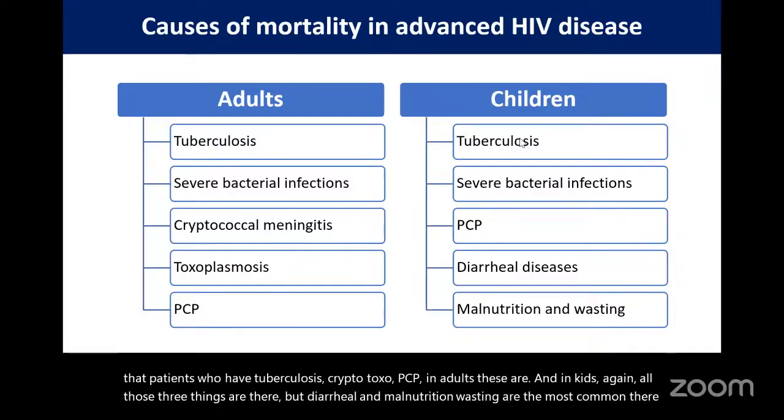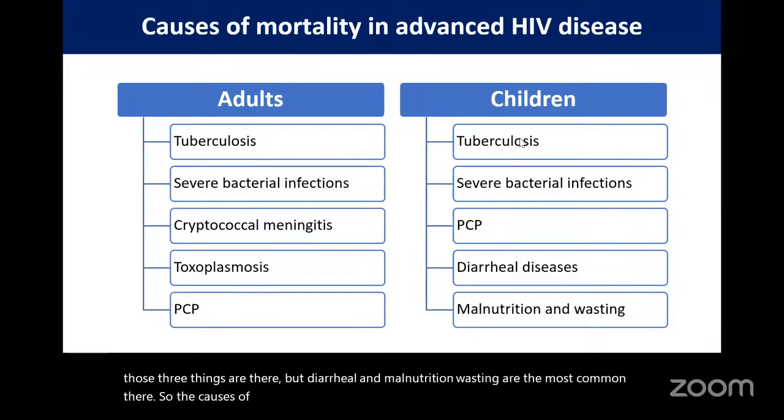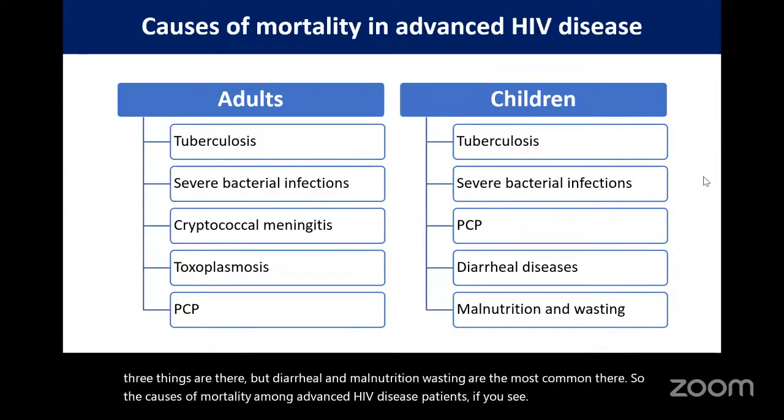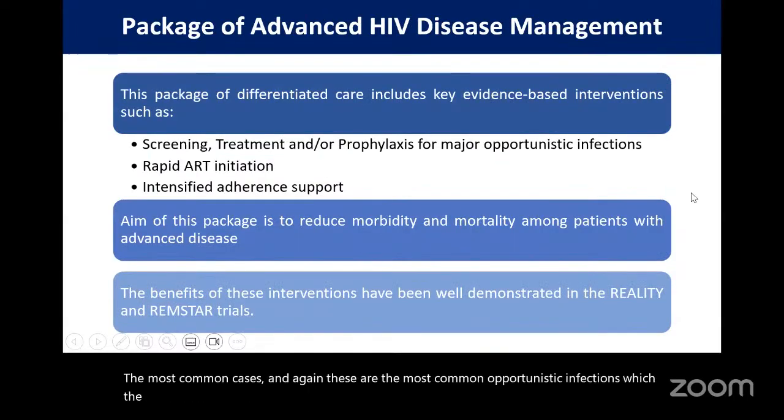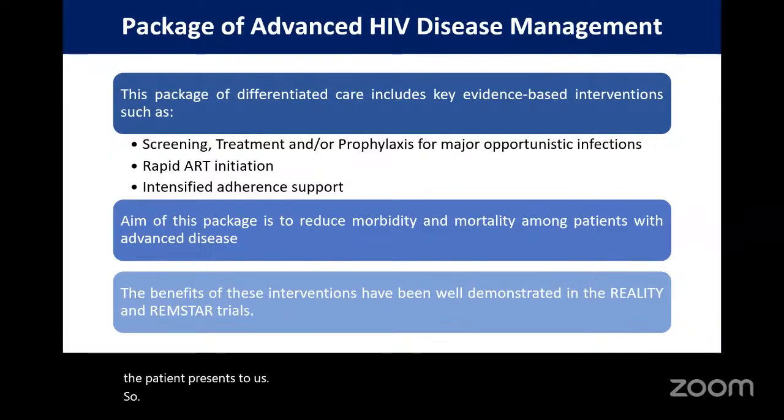So the causes of mortality among advanced HIV disease patients, if you see, these are the most common cases. And again, these are the most common opportunistic infections which the patient presents to us. Now, what does this package of advanced HIV disease have in it? So, what is this package?